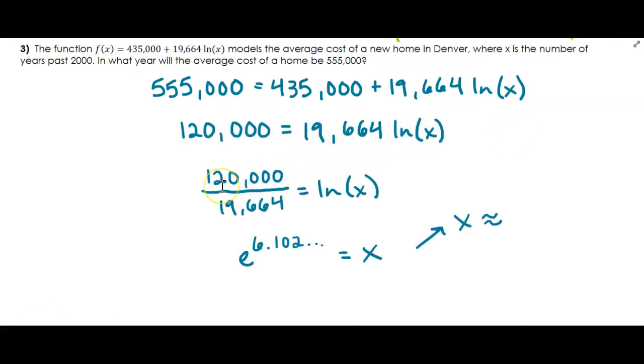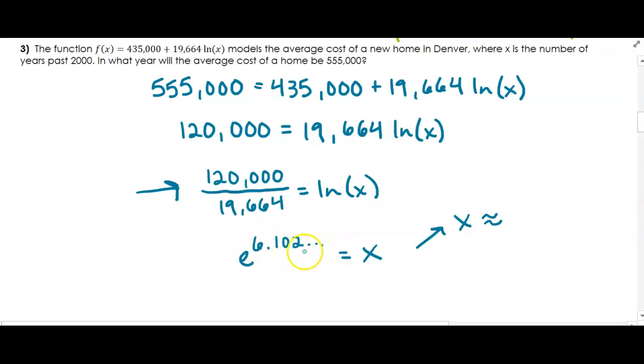Again, my first step was to try and isolate my log. I needed to subtract my 435,000 over to the left side, divide both sides by 19,664 to get to this step here where my log is isolated. And then I'm in a spot where I can rewrite this as an exponential equation. You can use your chubby hand, do what you need to do, but the base of my natural log is e, so I get e to this nasty fraction, which I plugged into my calculator and got 6.102, etc., etc.